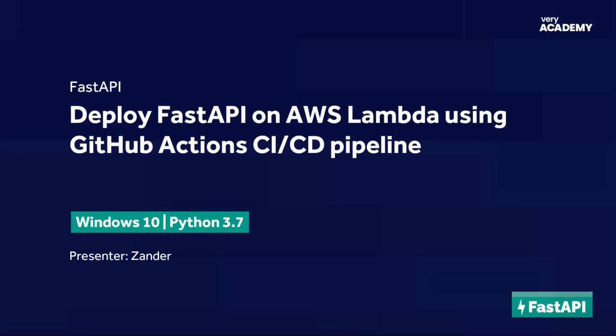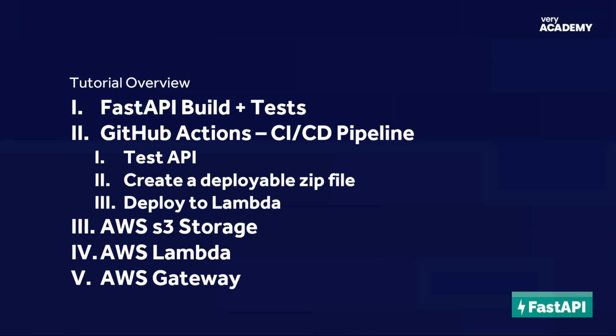In this tutorial, we go ahead and deploy FastAPI on AWS Lambda. This tutorial has a number of stages. First of all, we'll build the most simplistic FastAPI application and then create a few tests for it. We'll then start to build up our GitHub Actions, a CI/CD pipeline.